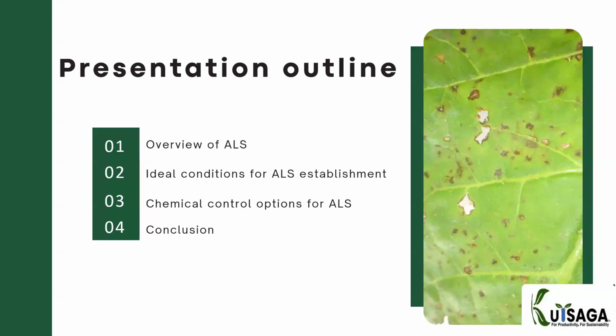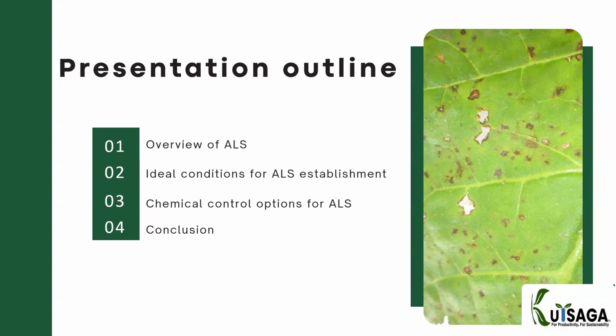We're going basically to look at what angular leaf spot is, how it develops, and the control options which are available. For most of the control options, we are going to zero in on chemical control because that's the main method of controlling the disease that is implemented here in Zimbabwe.